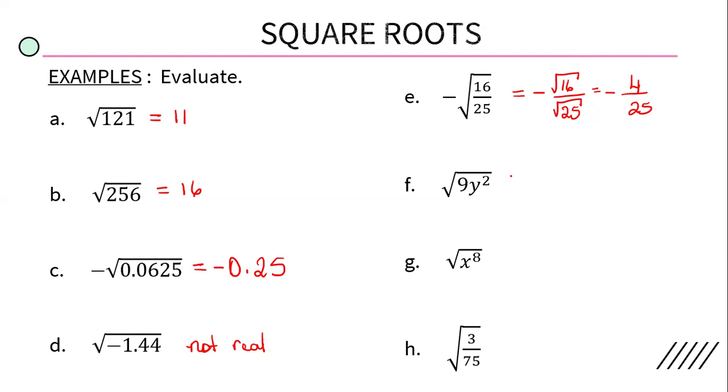Now we have the square root of 9y squared. This one I would definitely need to separate, like I did here. I'm able to separate a fraction, and I'm able to separate a product, because our fraction represents a quotient, and our product represents multiplication. Here, when they're combined together, it represents a product. So I can now separate them as the square root of 9 and the square root of y squared.